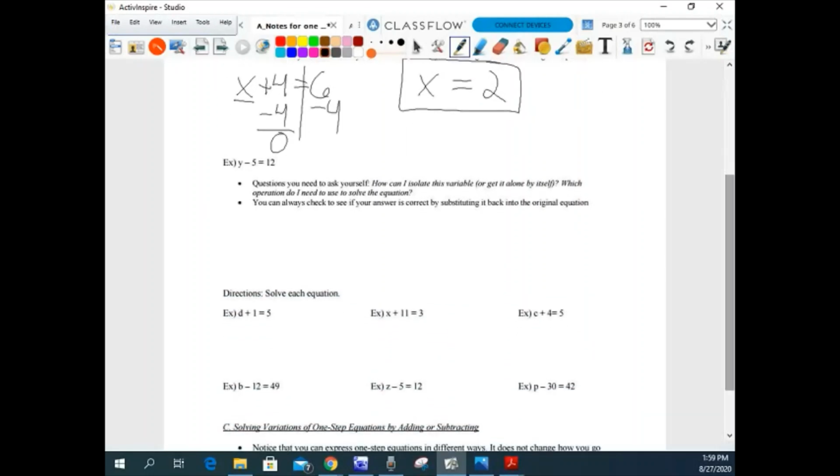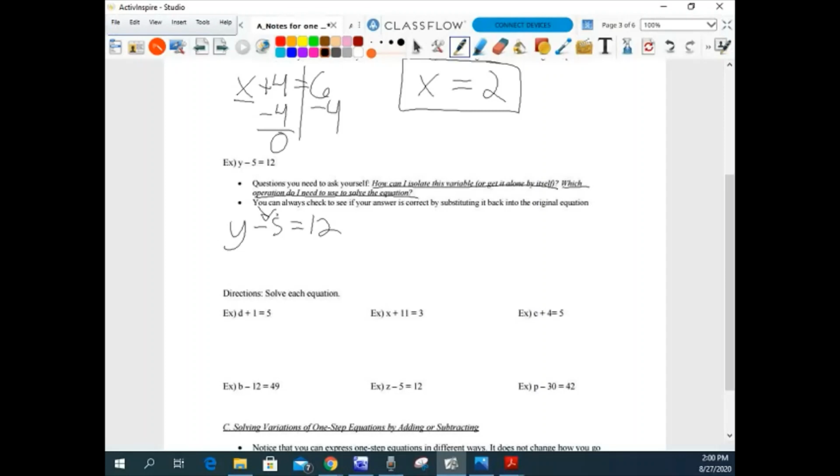Okay? Let's move right here. Same thing. y minus 5 equals 12. How can I isolate the variable? First question. Which operation do I need to solve it? Okay? How do I isolate this y? What's preventing y from being all by itself? This minus 5 right here.